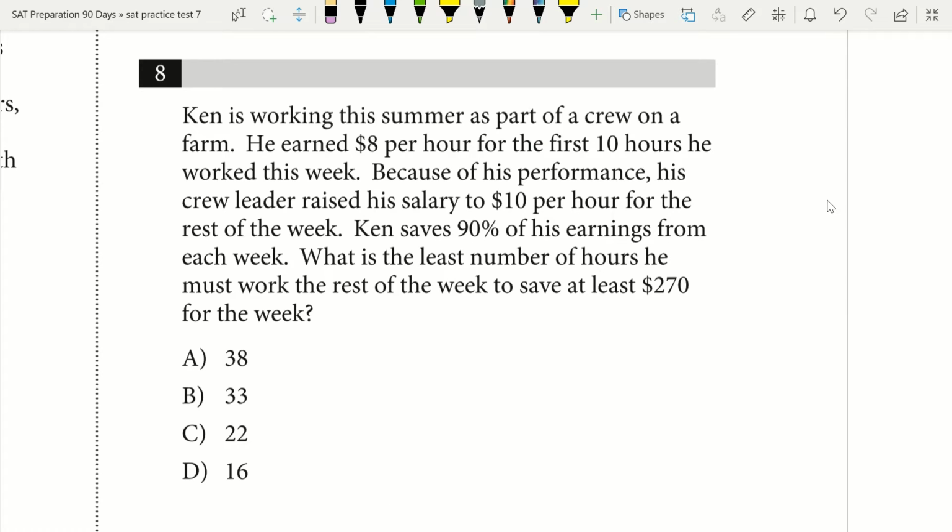Today I have an SAT math tip and trick for you that deals with writing equations as you read a word problem in order to save time on the SAT math section for both the no calculator section and the math with calculator section. So with that, let's go ahead and get started.